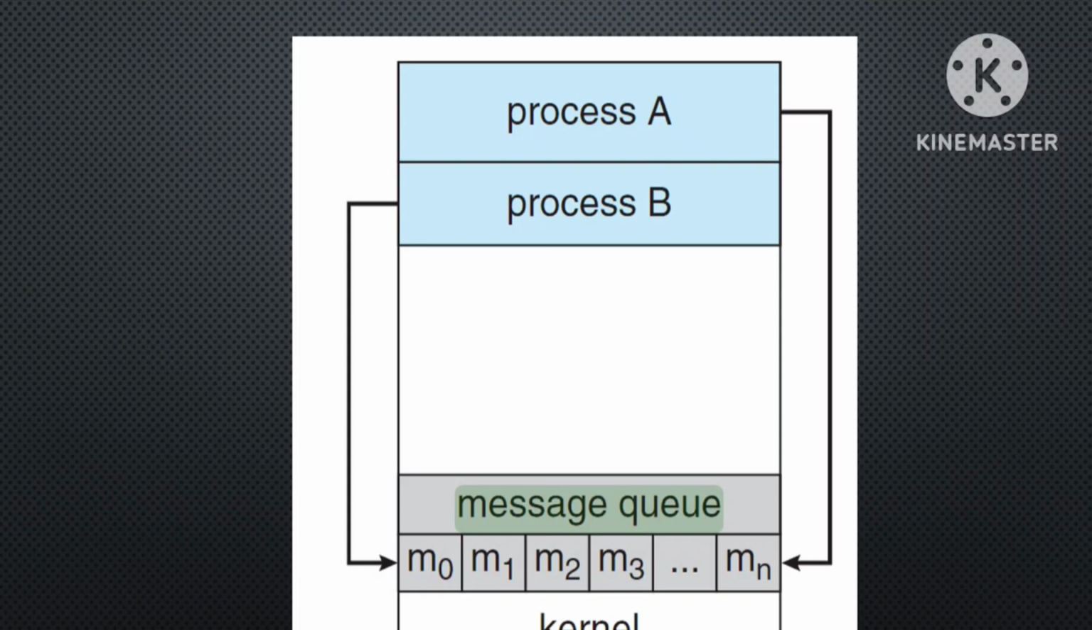Other than that, the shared memory region is a bit faster when compared to message passing. And you can ask me when to use which. When you are working within the system, use the shared memory region. But when you are working between systems, message passing is not just preferable, it is the only choice for better results. We use message passing. So this is how IPC works.